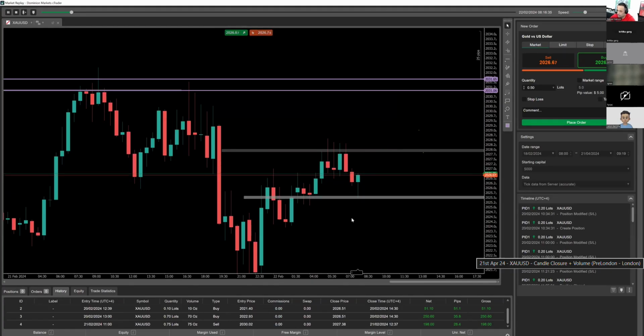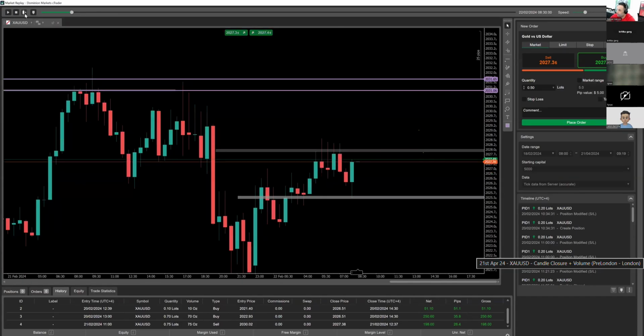We're still moving, coming up, rejection. We need either a break above 2027 or a break above 2025. Right now, we're about half an hour before pre-London. Let's forward this candle. Okay, bullish candle in the range. I like that. Bullish candle within the range.